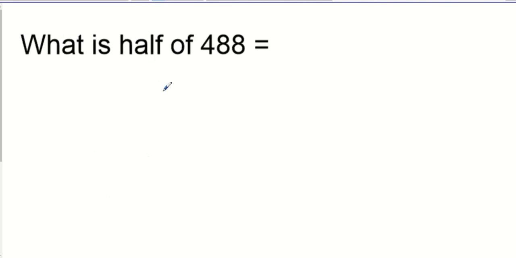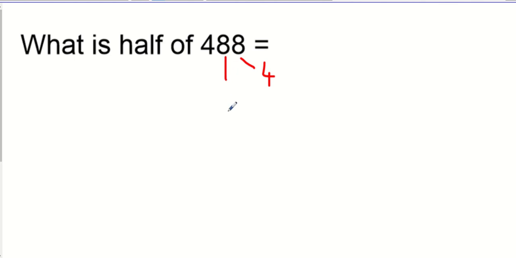Okay, what is half of 488? So half is the same as dividing by 2, hopefully is what you'll tell me. So I'm just going to partition this number. That means I'm going to break it up and I'm going to think about what each part of it is worth. So this is worth 8. Half of 8 is 4. Okay, this 8 here is worth 80.